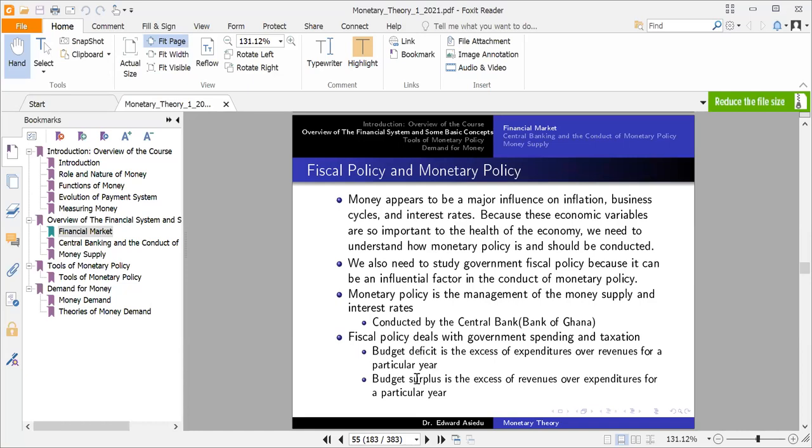Budget surplus is the excess of revenues over expenditures. Okay. So some countries have a surplus. They have more money than their planned expenditure. So they can look around the world and say, hey, maybe we should go and help Ghana. Because they have surplus. The Norwegians, the Germans, they have surpluses. And then they can come and help us solve some of our problems.